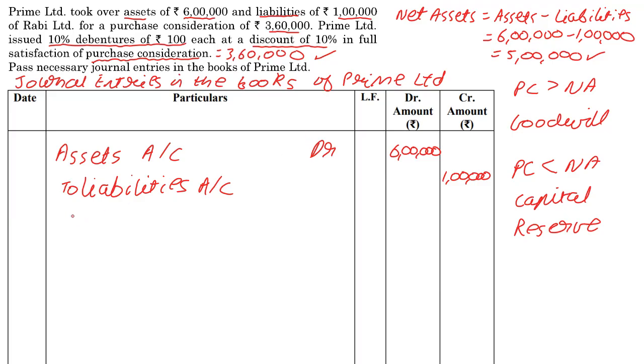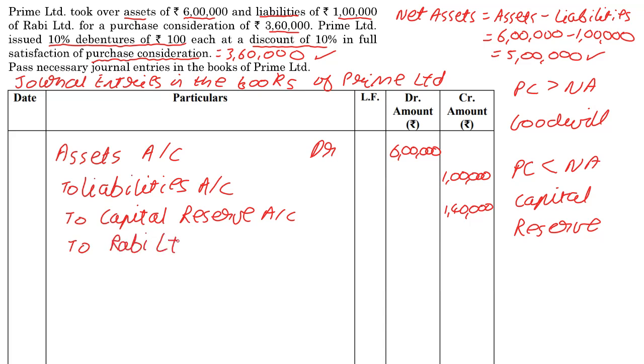we have 1 lakh 40 as capital reserve account. Okay, and 1 lakh 40. How am I getting 1 lakh 40? 5 lakhs minus 3 lakh 60. Okay, and then we credit the giver, which is Rabi Limited. Okay, and that is going to be for the value of purchase consideration, which is 3 lakh 60,000. Now, if you add all the three credit entries, you'll get 3 lakh 60 plus 1 lakh 40 is 5 lakhs plus 1 lakh, 6 lakhs.